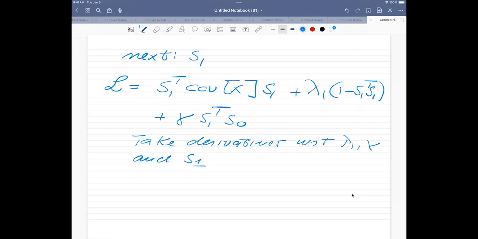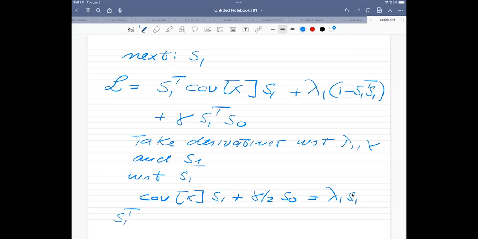So if you take the derivative, if you look at the first term, you're going to get a factor of 2 because you have S1 transpose times S1, and that applies to the second term as well. So if we divide by 2, if I take the derivative with respect to S1, what you get then is the covariance of X times S1 plus gamma divided by 2 times S0, and that is given by lambda 1 times S1. And now you multiply with S1 transposed on both sides.